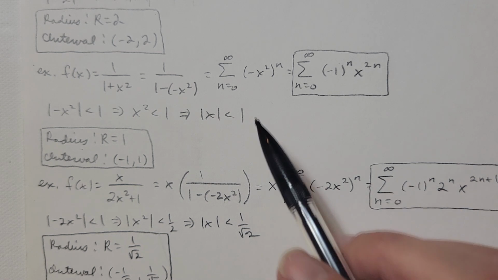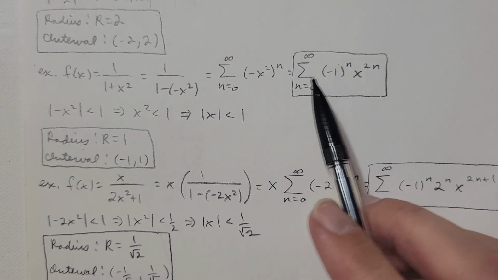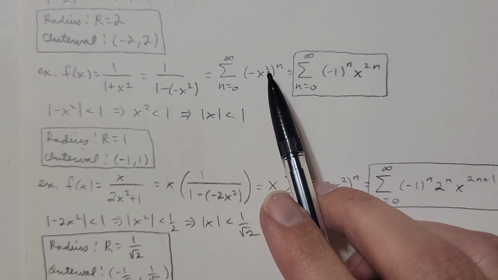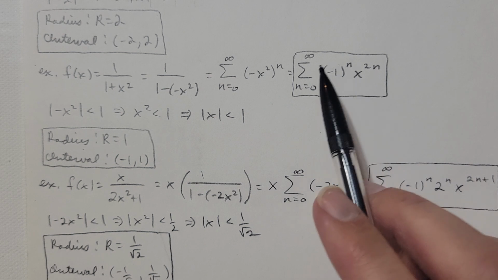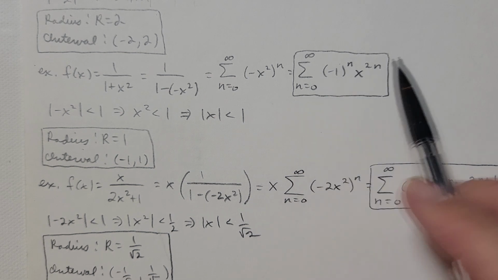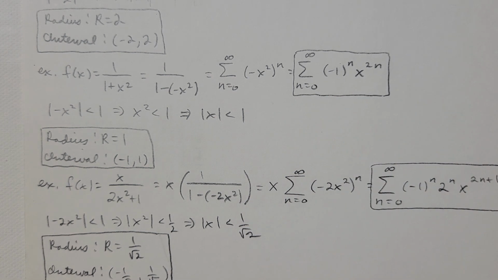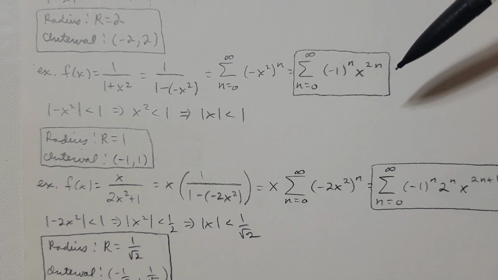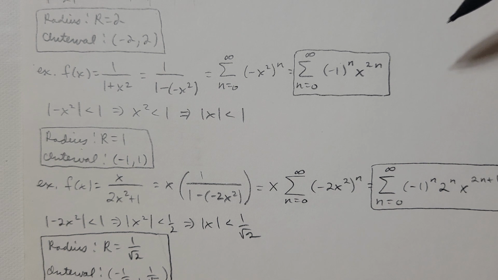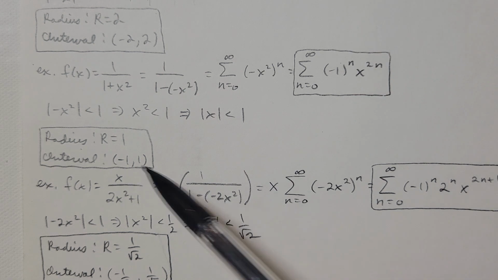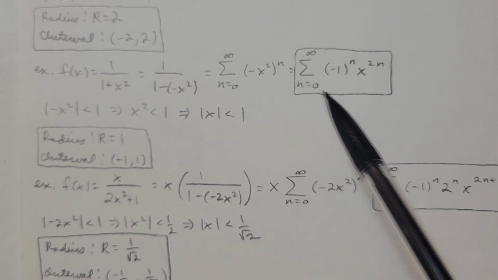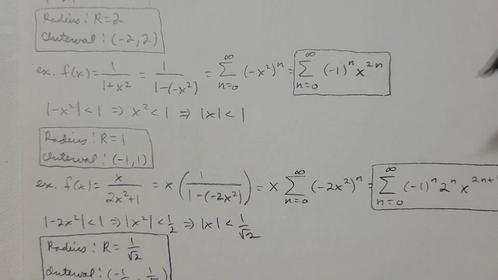So we're going to have negative 1 to the n times x to the 2n as the sequence part inside the sum. So my answer will be the summation as n equals 0 to infinity of negative 1 to the n times x to the 2n. So what is the radius and the interval of convergence for this series? And again, this series and this function mean the same thing. It's just how you're writing it.